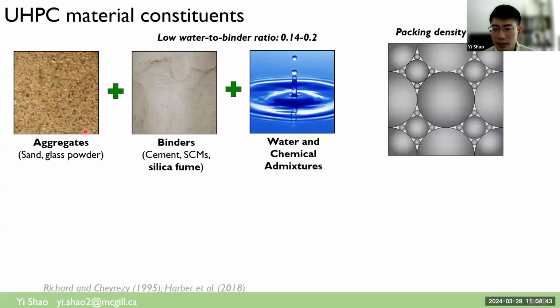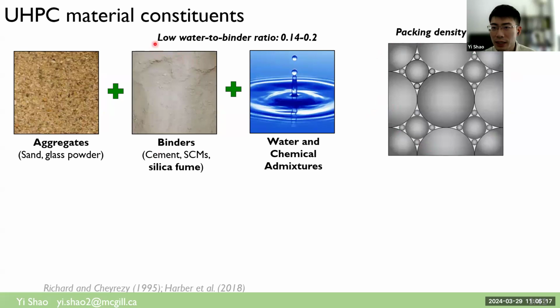The second is that for UHPC, in order to minimize the porosity in this material, people adopt what they call packing density theory, in order to fill the gaps between larger particles with medium particles, and medium gaps with smaller particles, to the very fine degree that people are even trying to fill the gaps between cement particles with silica fume. So that's the second biggest difference between UHPC and traditional concretes. People are trying to use packing density theory to really minimize the porosity.